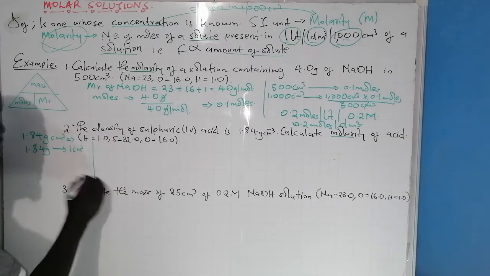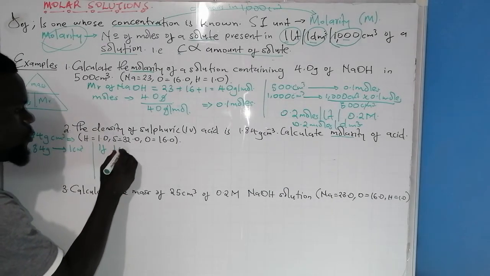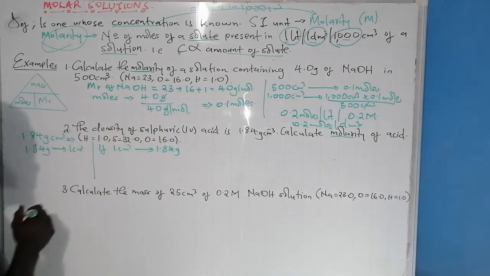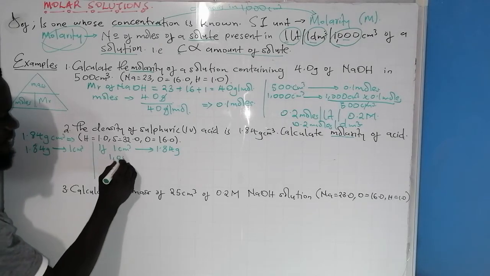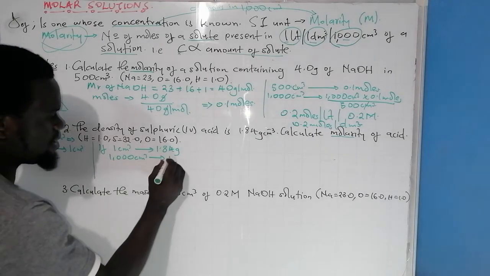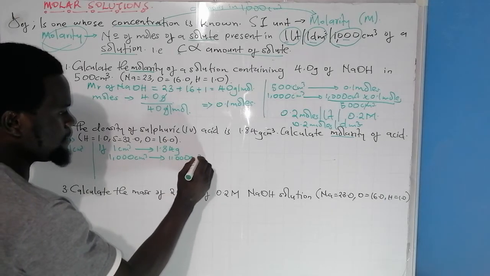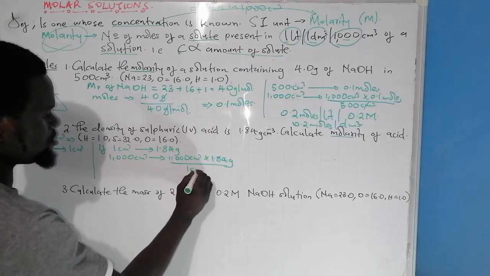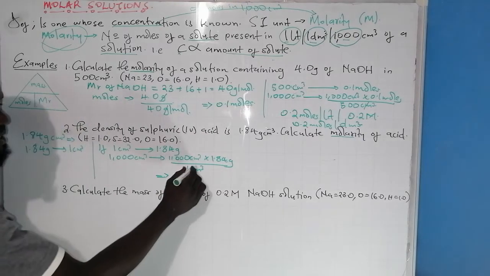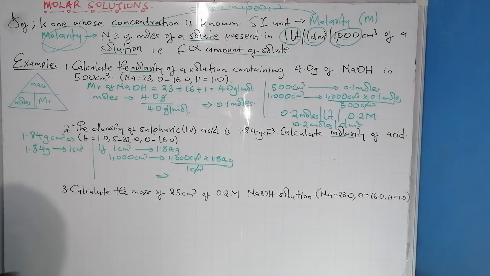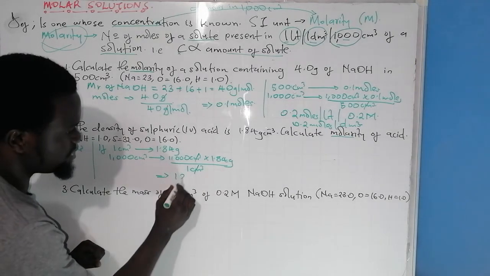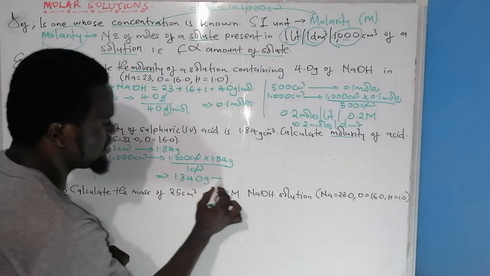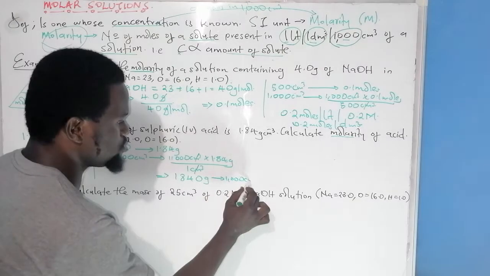So I'll ask myself this question. If 1 cubic centimeter contains 1.84 gram of sulfuric acid, how about in 1,000 cubic centimeter? It will be 1,000 cubic centimeter times 1.84 gram divided by 1 cubic centimeter. The cubic centimeters will cancel, and what will I remain with? So the mass will be 1840 gram. So this is the mass in 1,000 cubic centimeter of solution.